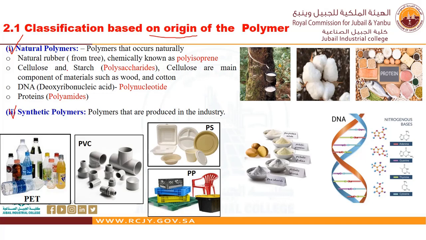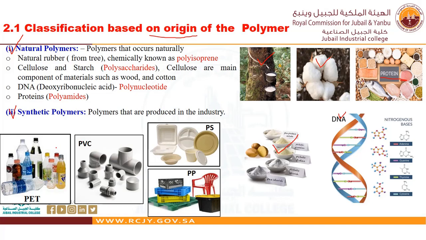For example, natural rubber is a polymer that is derived from a tree, and this is called polyisoprene. You have cotton, which contains cellulosic material, and then you also have starch, which are derived from agricultural products. They are all called polysaccharides. And then you have proteins, which are called polyamides, and then you have DNA and RNA. They are all natural polymers. For example, DNA and RNA are called polynucleotides.